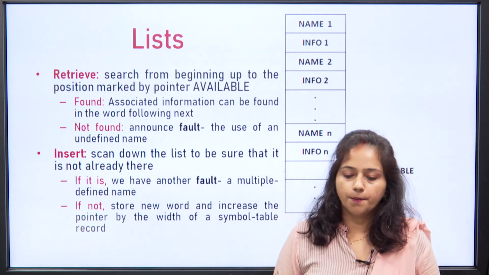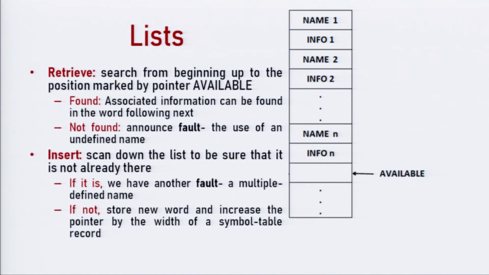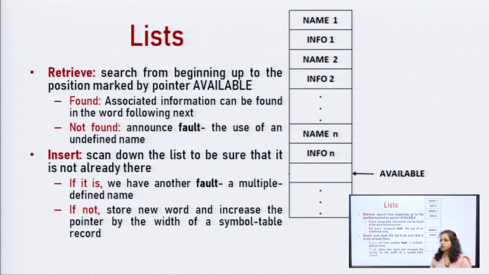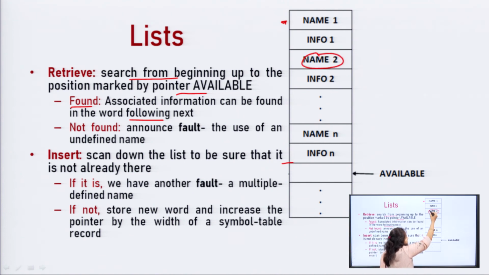Now, in list we can perform two types of operations. First is retrieve and second one is insert. Retrieve means to find some element from the list. For retrieving the element, we search the list from the beginning, suppose we are looking for a particular variable, up to the position that is marked by the available pointer. If the record is found in this list, then the associated information can be found in the word following it. Suppose the desired name is this one, so its associated information can be found at the location just next to it. So, we can get the information.